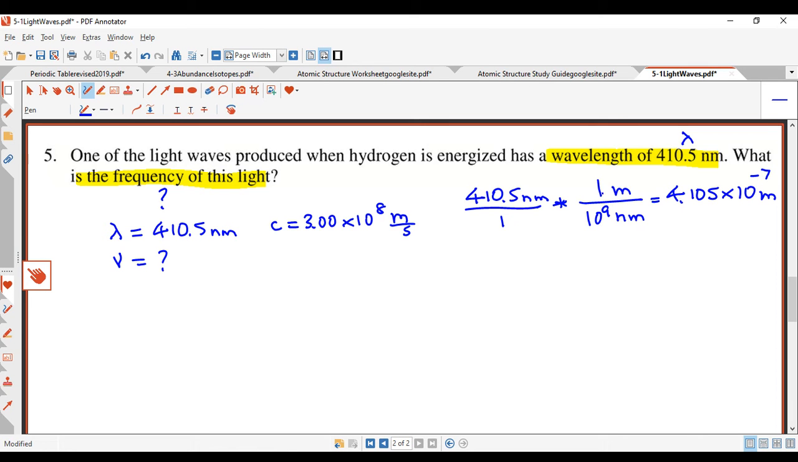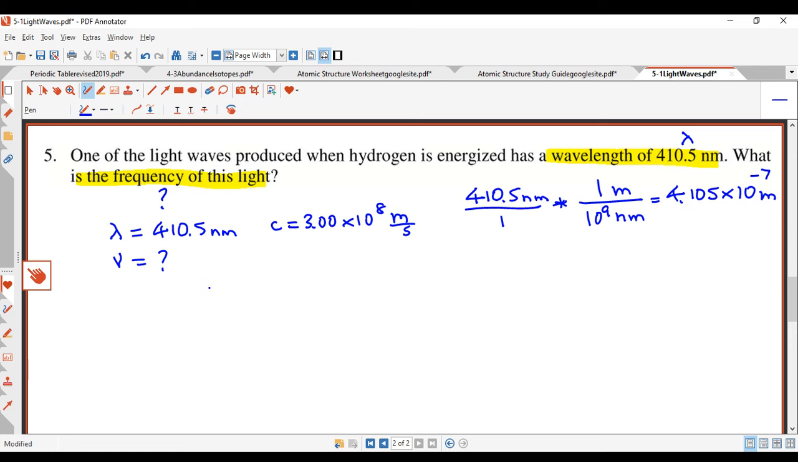Now this is a definition here, so we're using the significant figures from the measurement given to us in the problem, 410.5. So that will also have 4 significant figures. Now that we have our wavelength in meters, we're going to plug it into the equation.